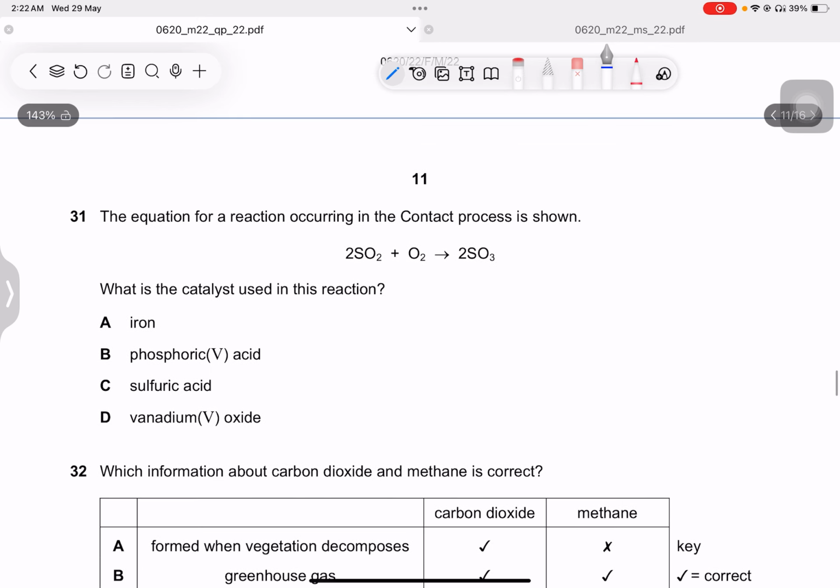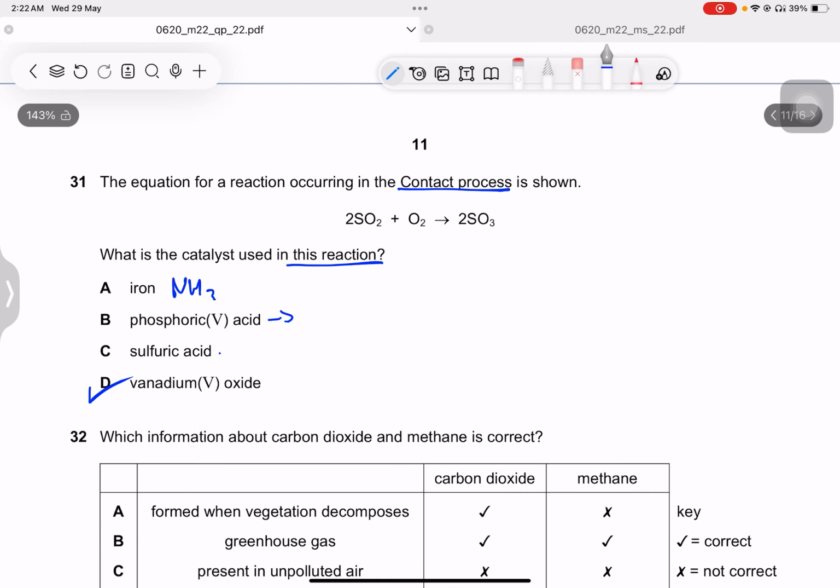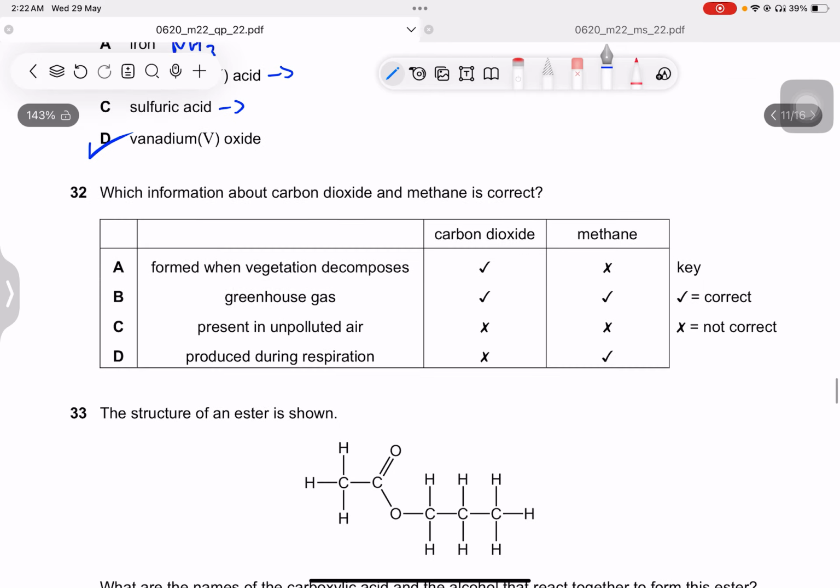Next, the equation for a reaction occurring in the contact process, the manufacture of sulfur trioxide or sulfuric acid, is shown. What is the catalyst used in this reaction? Pretty easy. Vanadium 5 oxide. Iron is used in NH3. Phosphoric acid is used in organic chemistry when steam is added to ethene or alkene to form an alcohol. Sulfuric acid is used in esterification of an acid and an alcohol.